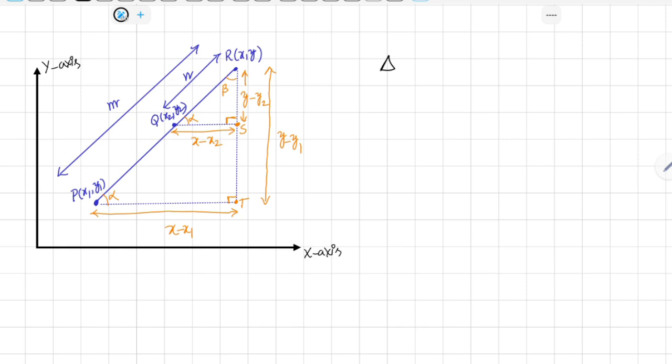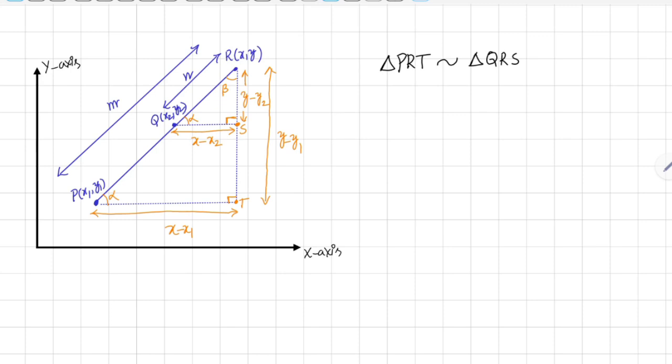Triangle PRT, it is a bigger triangle. So this triangle PRT, this is a bigger triangle. It is similar to triangle QRS. So this is a smaller triangle, you can observe here. So QRS, this is the smaller triangle. These two triangles are similar.